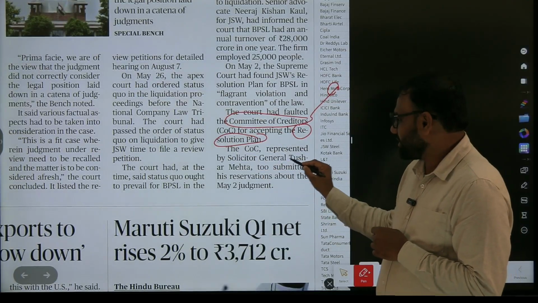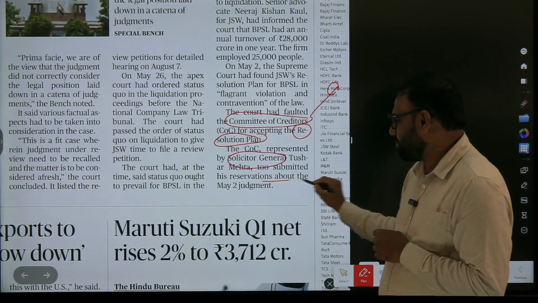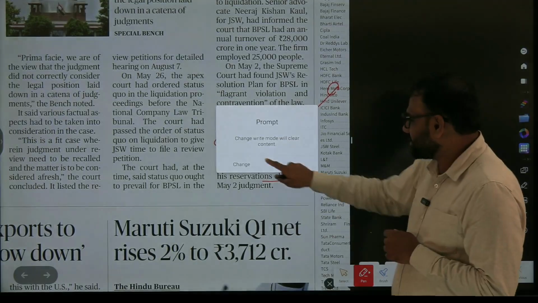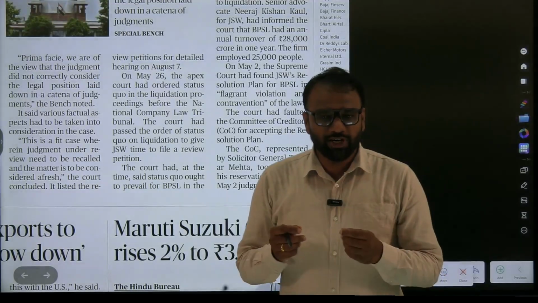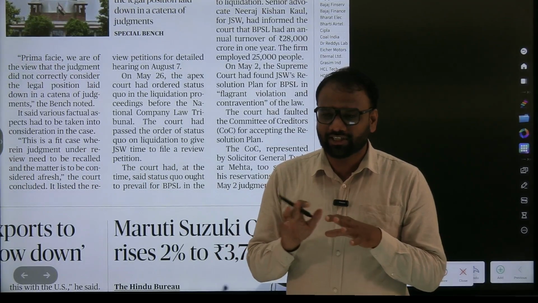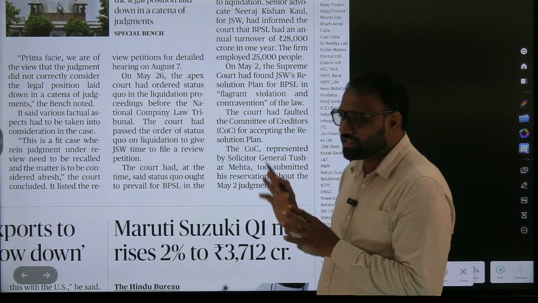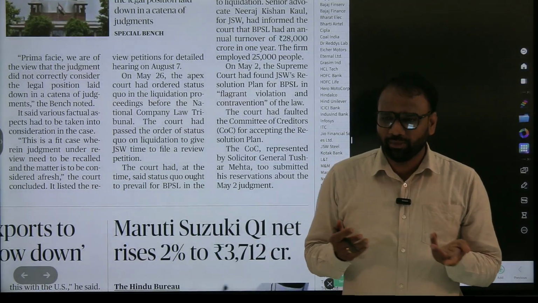The COC, represented by Solicitor General Tushar Mehta, too submitted his reservation about the May 2 judgment. So if you look at this entire article, hardly there are 5 points which are important. These 5 points which we are going to extract are going to land us in success. Because every day such articles will appear, and each and every line, initially we start feeling that it is important from an exam point of view, but it is not important.